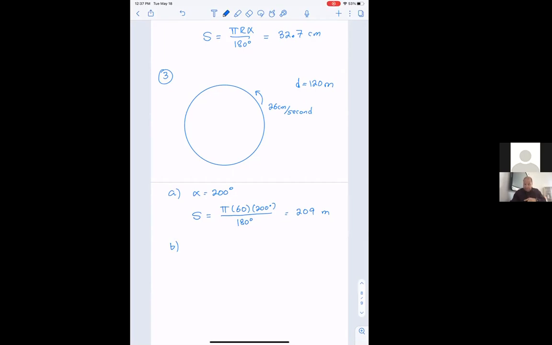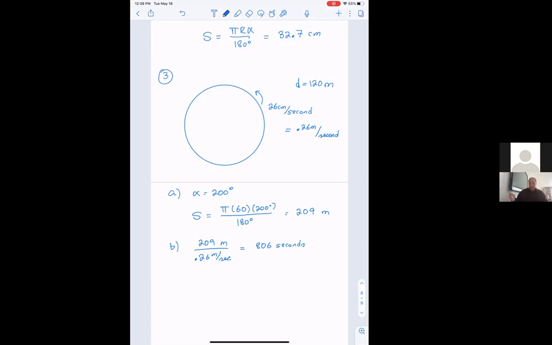Why do I care? Because you're traveling at 26 centimeters per second. 26 centimeters per second is 0.26 meters per second. So how many seconds will it take to travel 209 meters? We just divide 209 meters by 0.26 meters per second. If you look at the units here, the meters cancel and the seconds flips to the top, so it's the correct units, and we get, to 3 sig figs, 806 seconds.